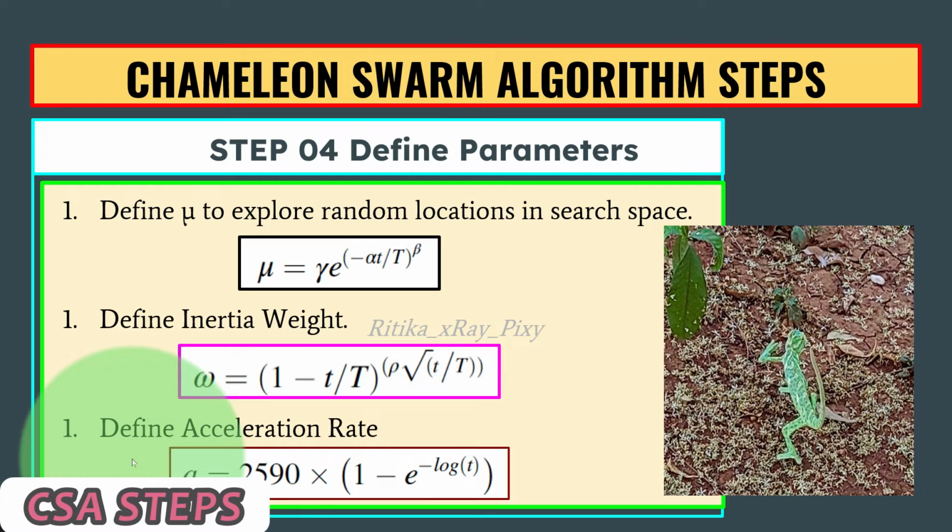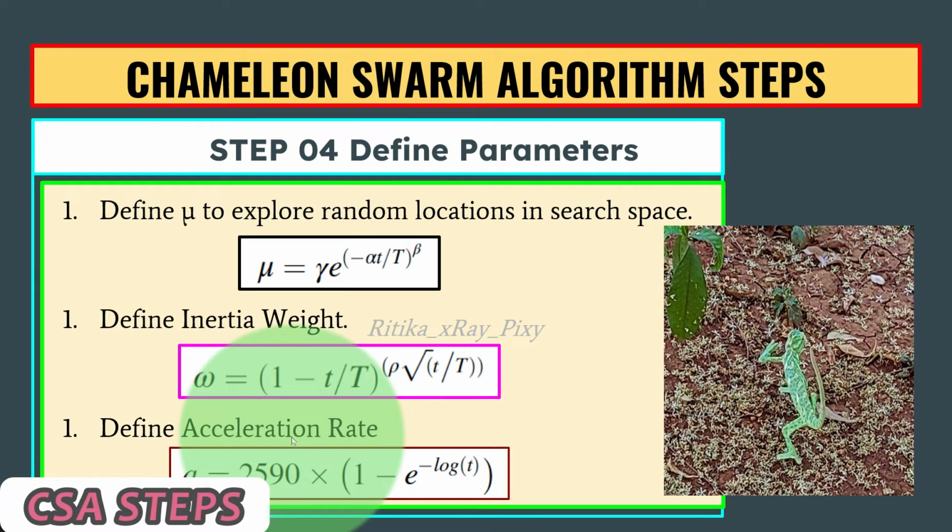And after that we'll define the acceleration rate. So the acceleration rate of the chameleon tongue projection increases gradually until it reaches its maximum of 2590 meters per second squared. So we will calculate this using this equation. So we will define all the parameters. So we calculate the value for all the parameters.